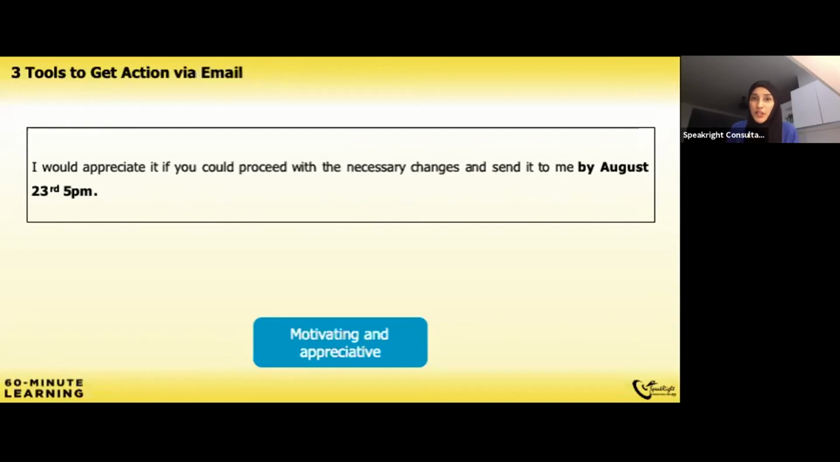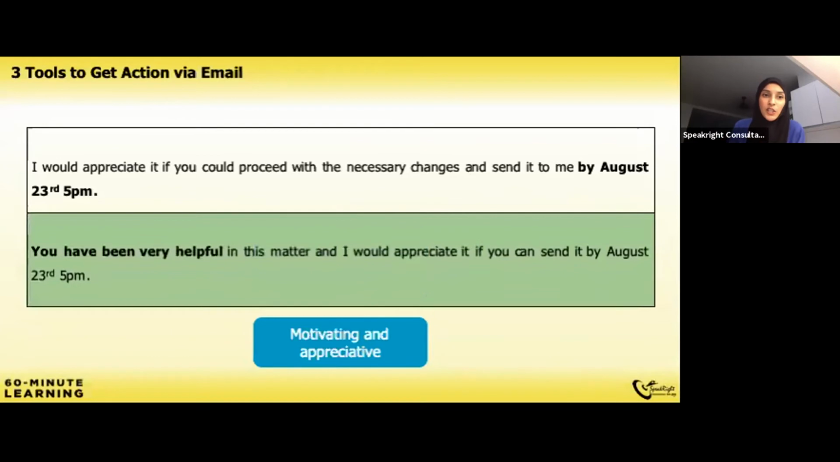How can we motivate Jenny? Look at this. "You have been very helpful in this matter," because after all, Jenny has been very helpful from the beginning. Why don't we mention that? All right. So, "You have been very helpful in this matter and I would appreciate it if you can send it by August 23rd, 5 p.m."